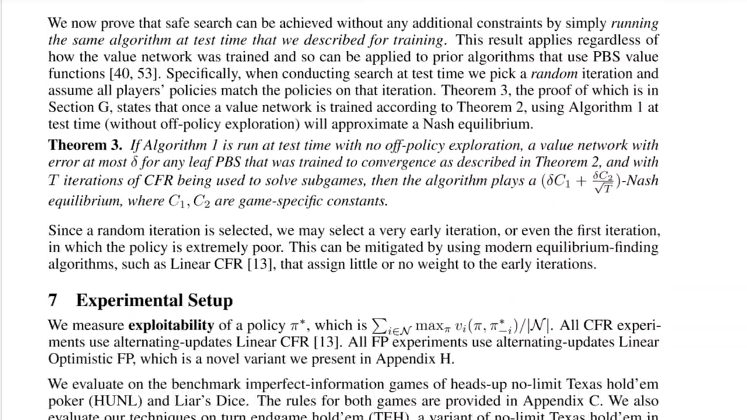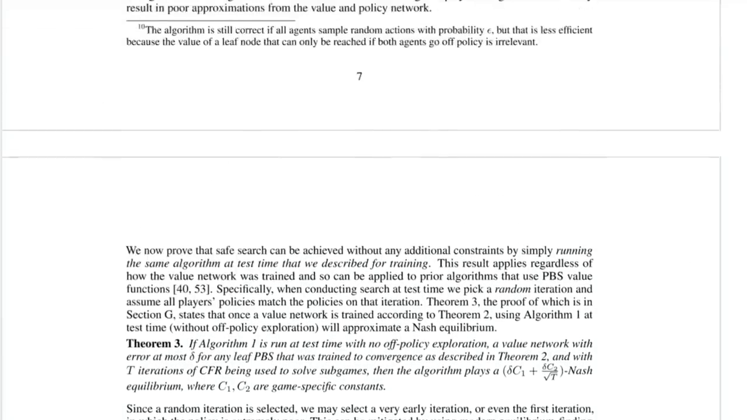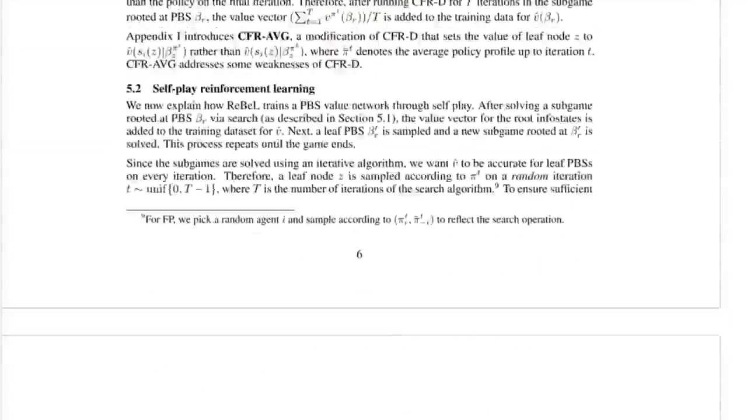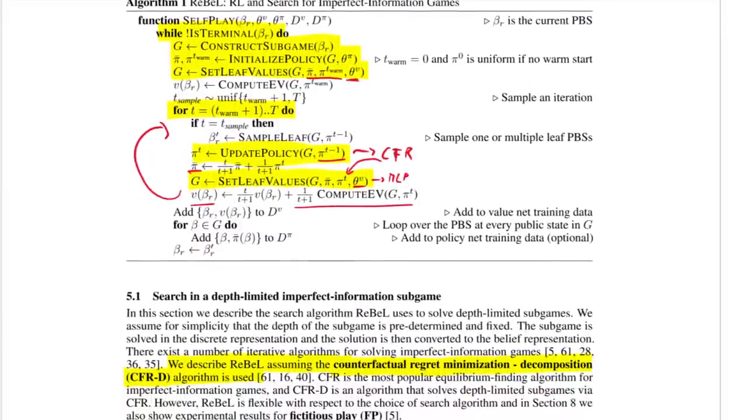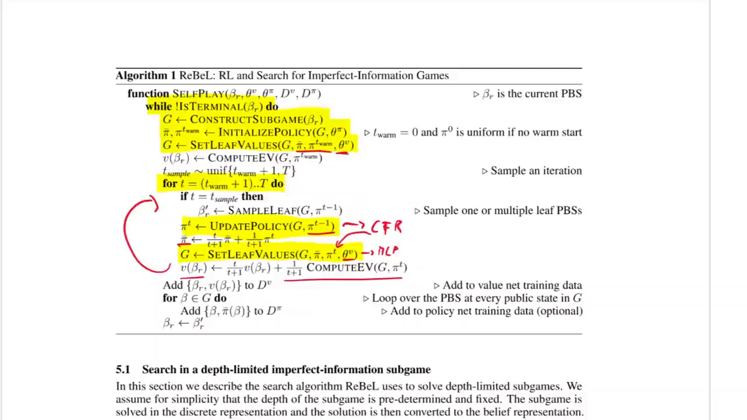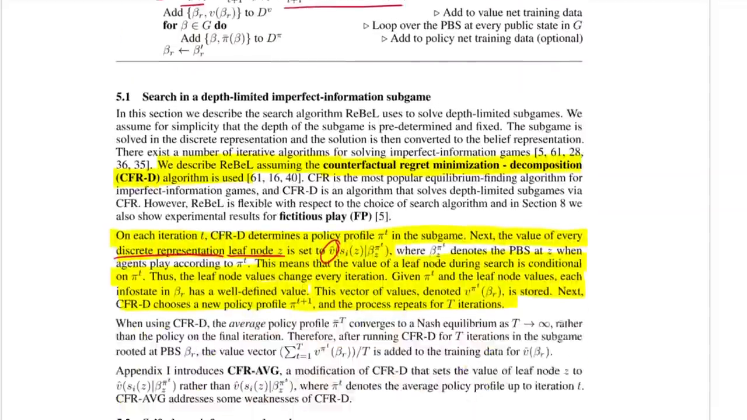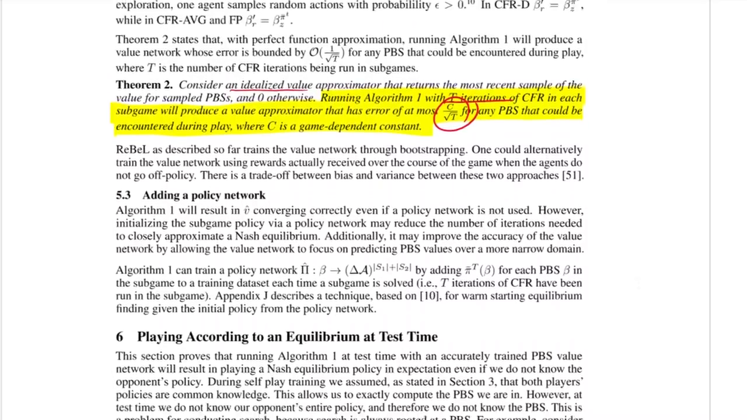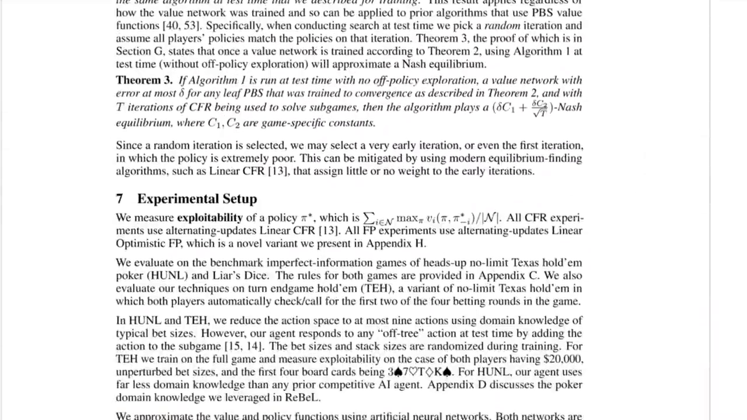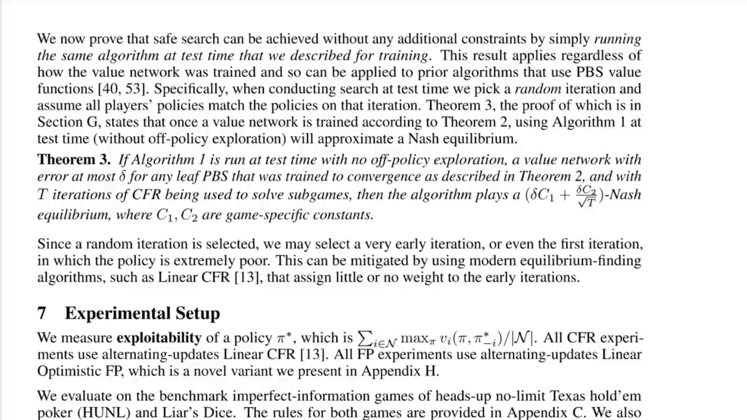The last thing is that they determine, now what do we do at test time? You might not have thought of this. This seems sort of obvious if you know AlphaZero, but they determine that at inference time, you can simply run this same algorithm, except you don't want to produce training data from it, and you don't want to learn anything. You simply want to run this algorithm too. If you run that algorithm at test time, that will actually give you a Nash equilibrium. So that's theorem 3 right here.